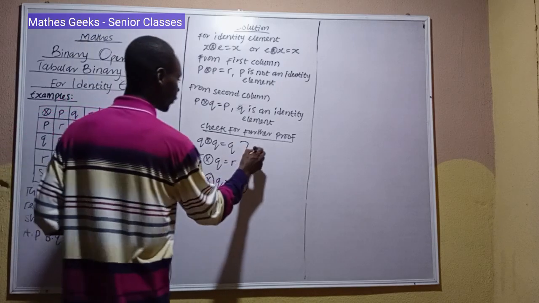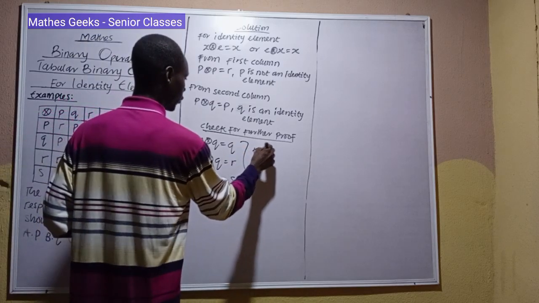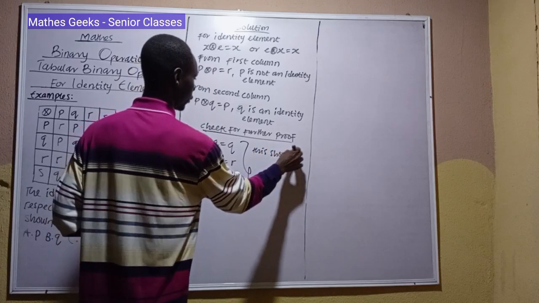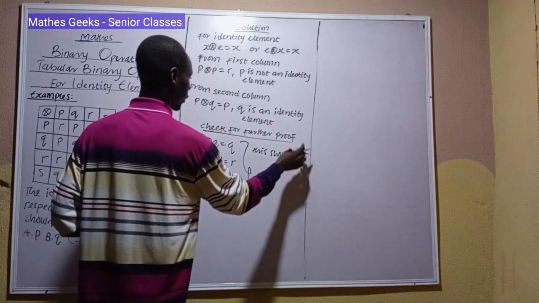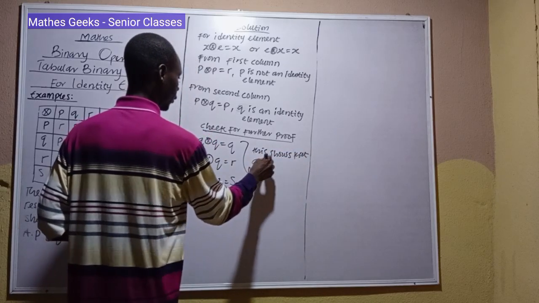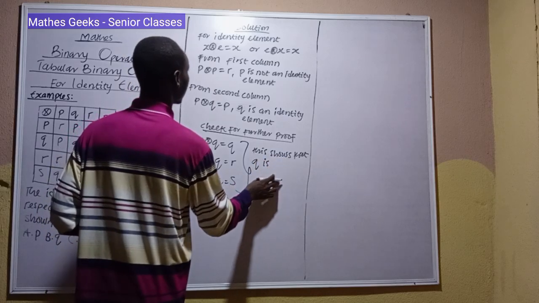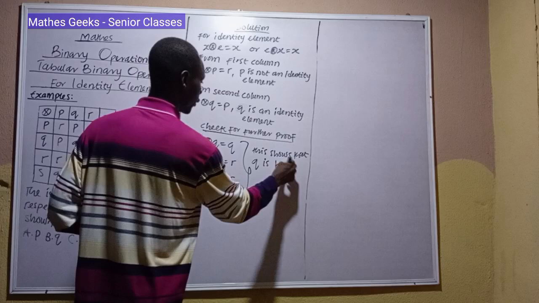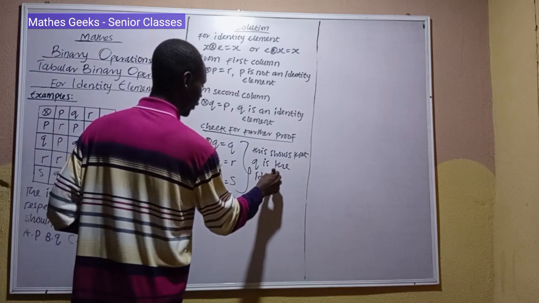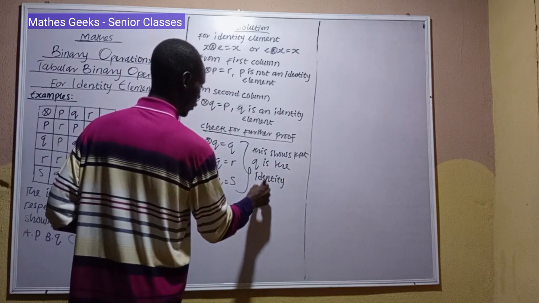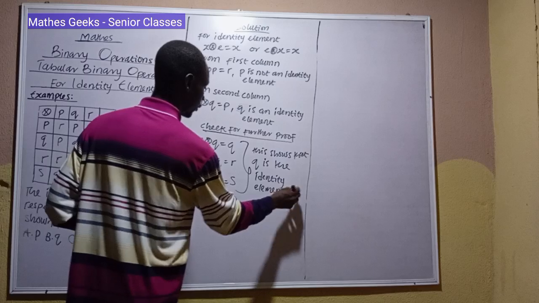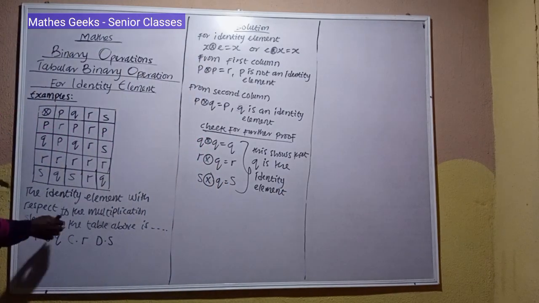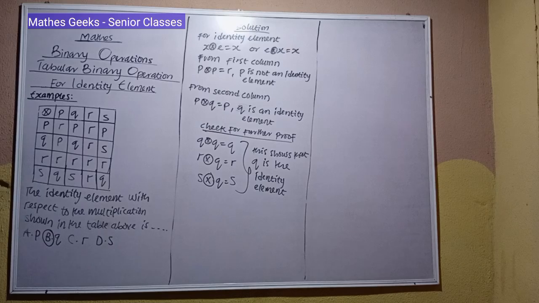So all of these indicate that this shows that Q is the identity element. So the option here is B. The answer is Q.